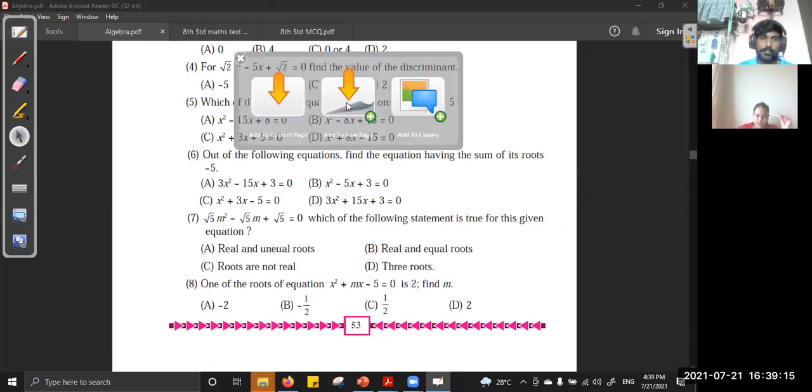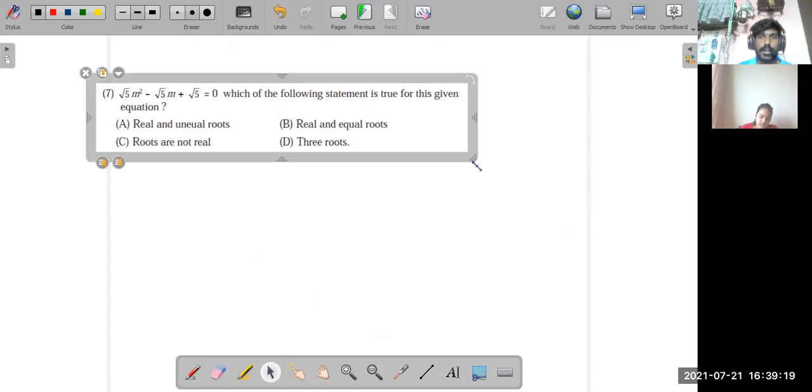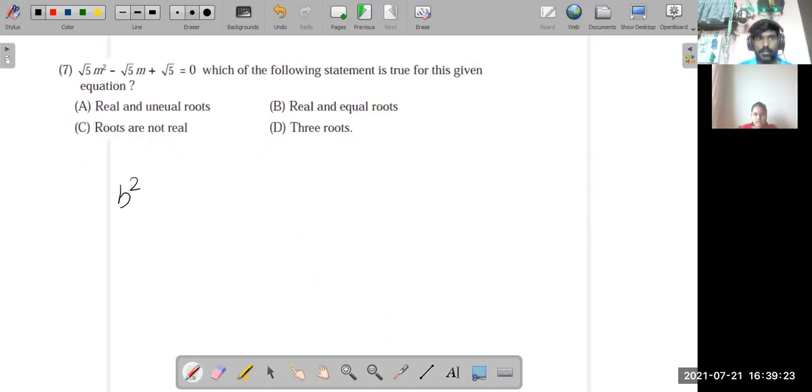Seventh one. What is option D? It should be real and unequal. This one you'll have to solve and check. Here, option A, they have written real and unequal. So it has to be unequal. Okay, substitute the values in this formula.